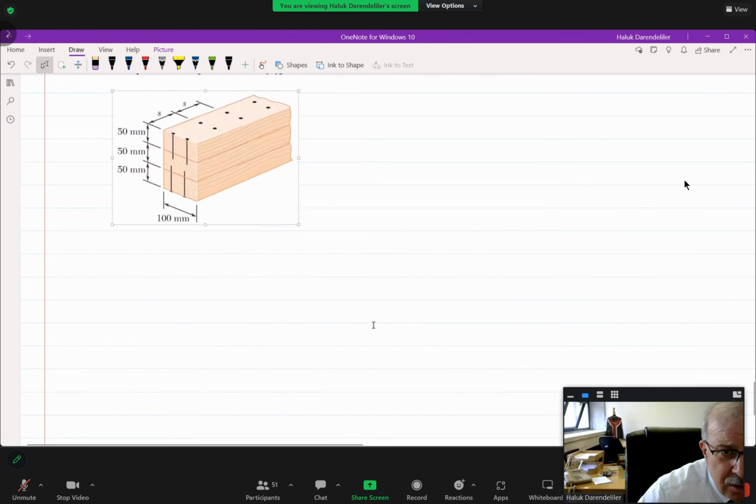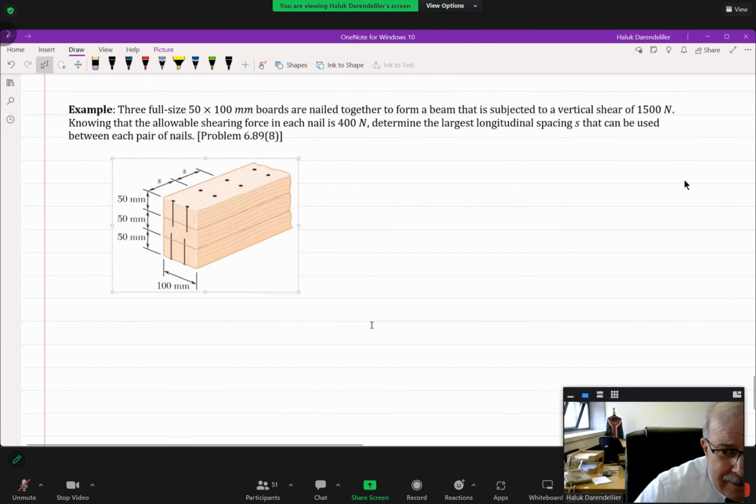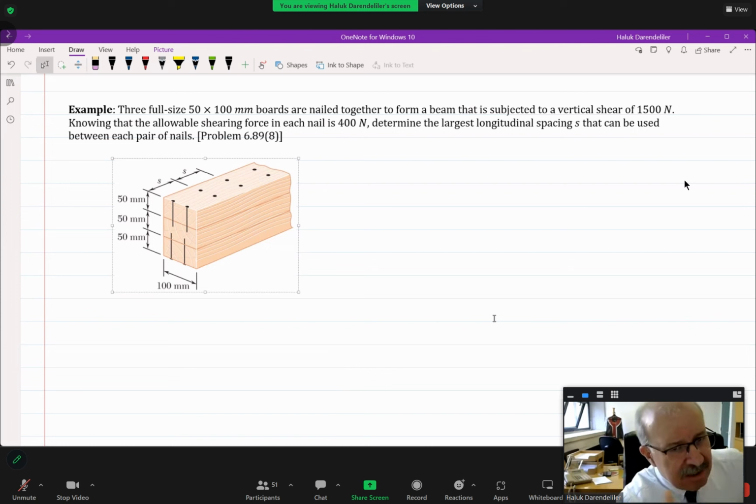Okay. Look. There are 3 wooden boards. Their cross section is 50 by 100, and say that they are very, very long. Forget about their length for a while. And they are nailed together. So as you see, with equal distances, 2 nails are used for the upper and 2 nails are used for the lower planks to join them and form a beam.